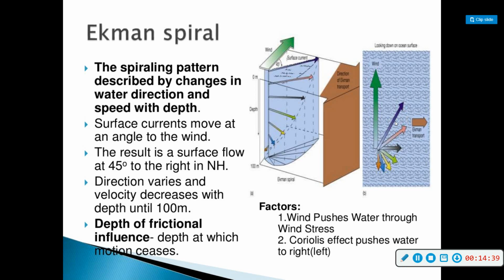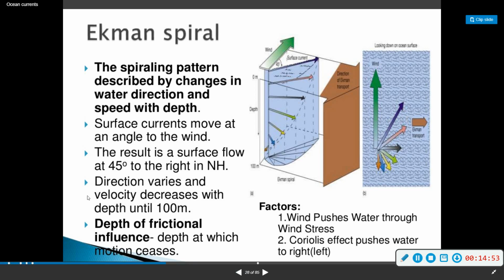Surface currents move at an angle to the wind. The result is a surface flow of 45 degrees to the right in the Northern Hemisphere. Direction varies and velocity decreases with depth until 100 meters, the depth of frictional influence, at which motion ceases. So basically there's your surface current. As you go down, it's going to shift to the right by 45 degrees until you're going pretty much at a 180 at 100 meters. So you can see that right there.